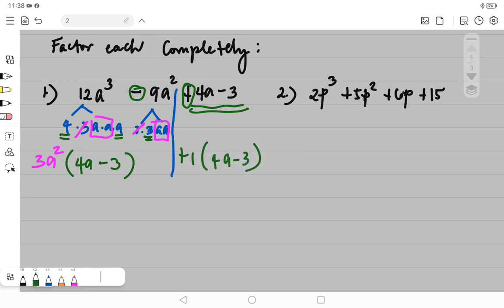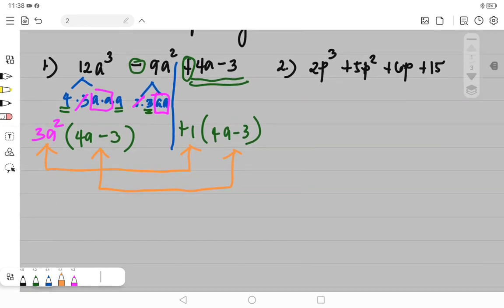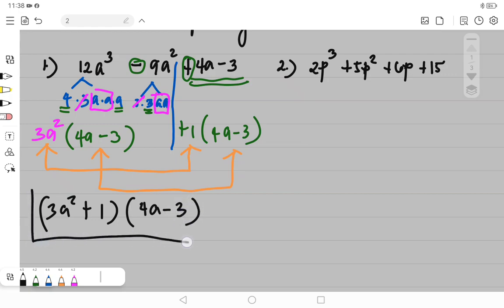Now we have two terms: the one outside and the one inside the parentheses. So what do we do? We pair 3a squared plus 1, and then copy the term inside the parentheses, which is 4a minus 3. So this is our factor.